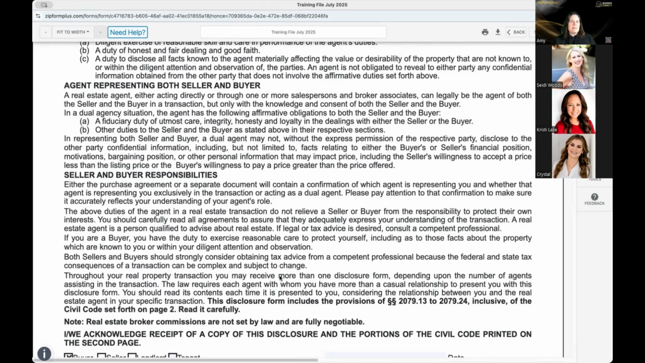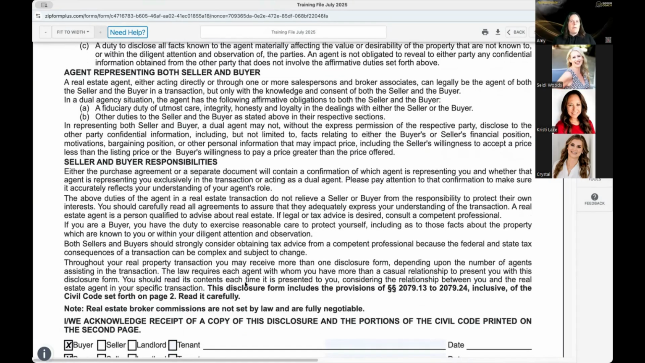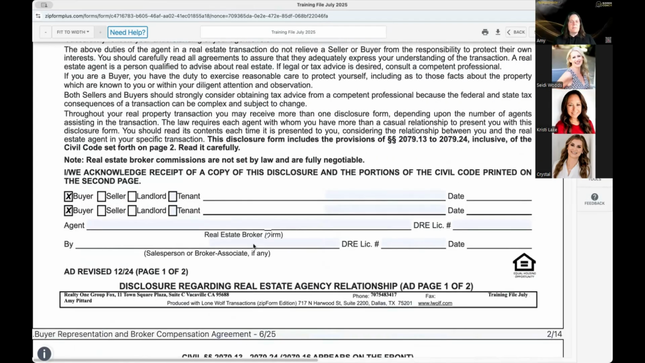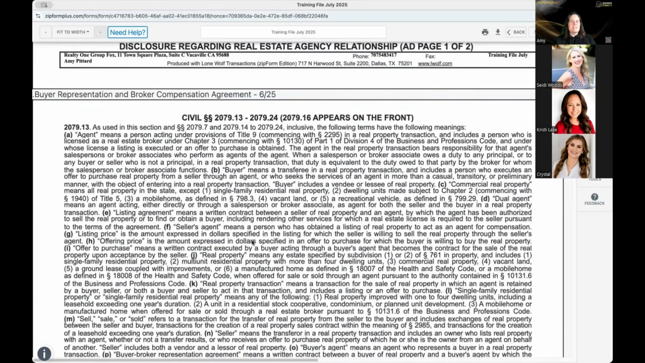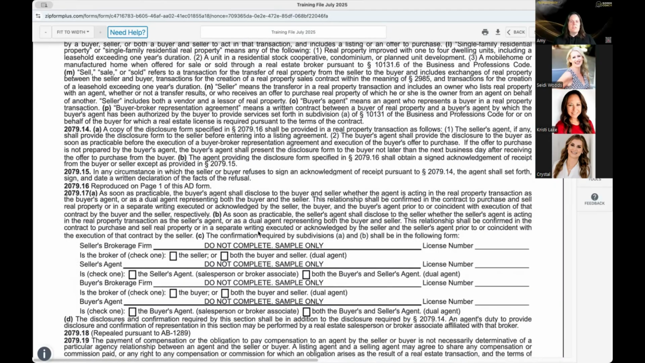And then it talks about the seller's and buyer's responsibilities. It's their responsibility to read all the documents they're presented, make sure they understand them, and protect their own interests. So that's your agency disclosure form. You see that a lot. It's 2 pages. The second page is just all the legal jargon that goes along with that. If you're having problems sleeping, read page 2.